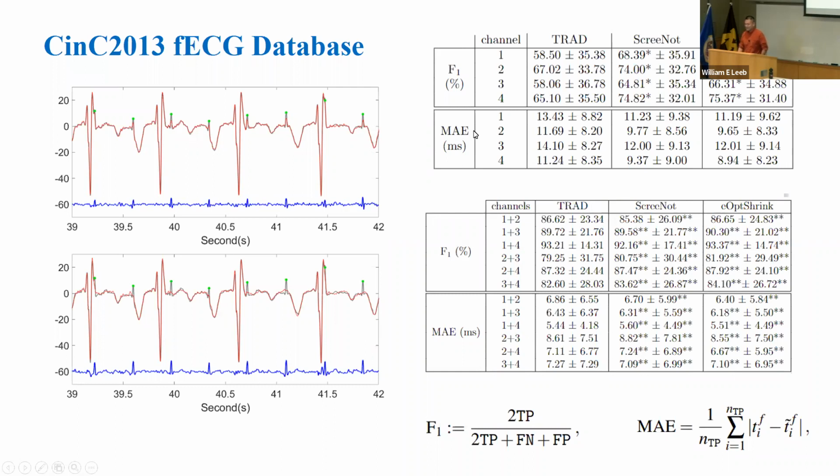And the MAE is how much the estimated location differs from the true location. Like if the annotation is here, and we estimate it around here, then the time interval will be large, right? So the smaller the value, the better. Our estimation has a lower MAE compared to the other two methods.